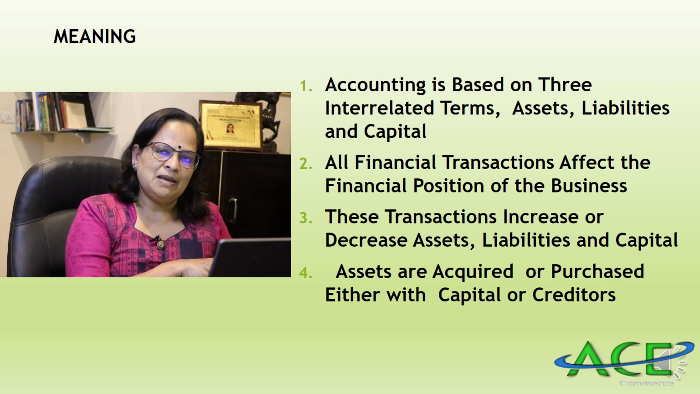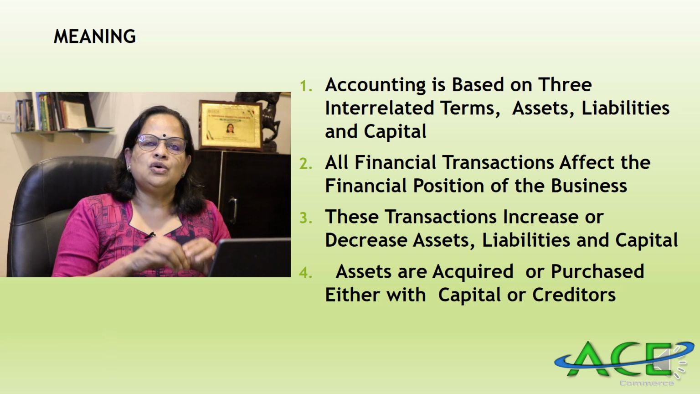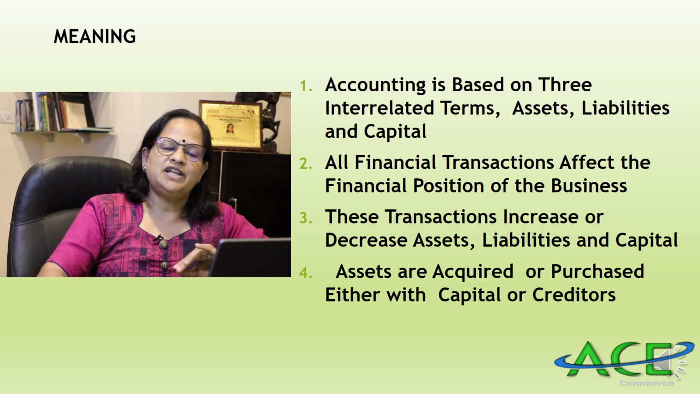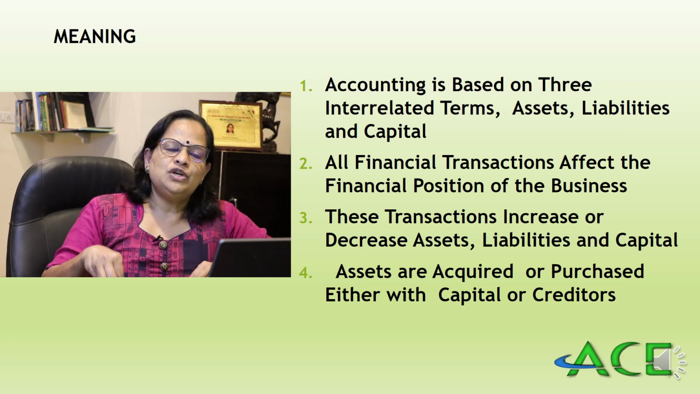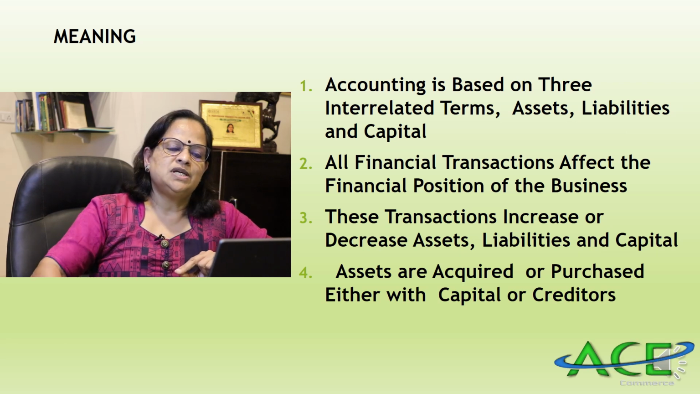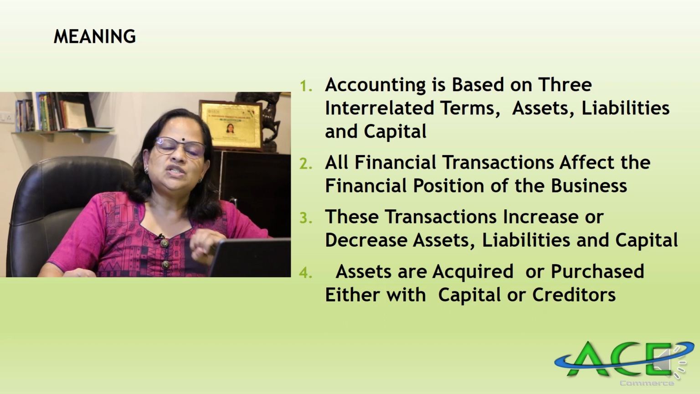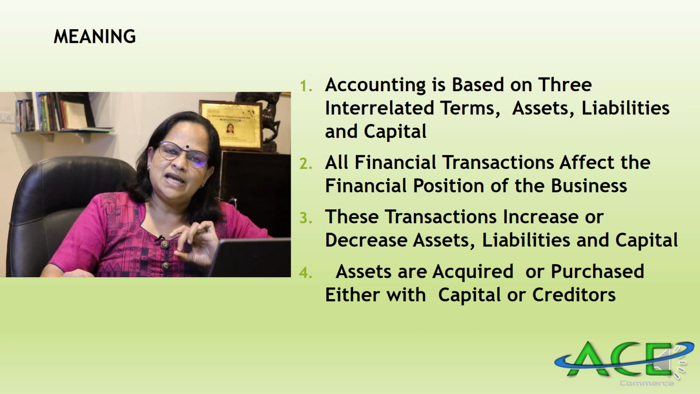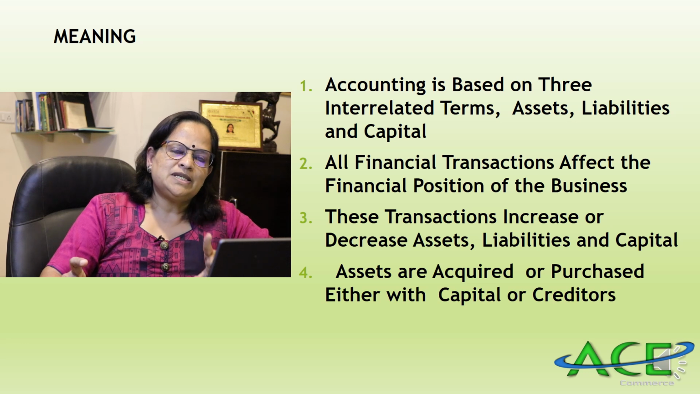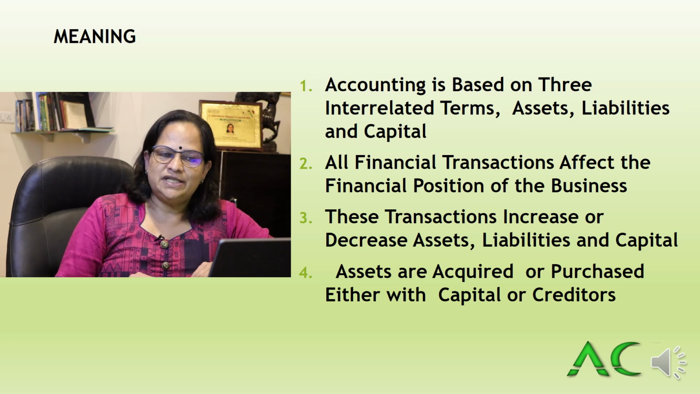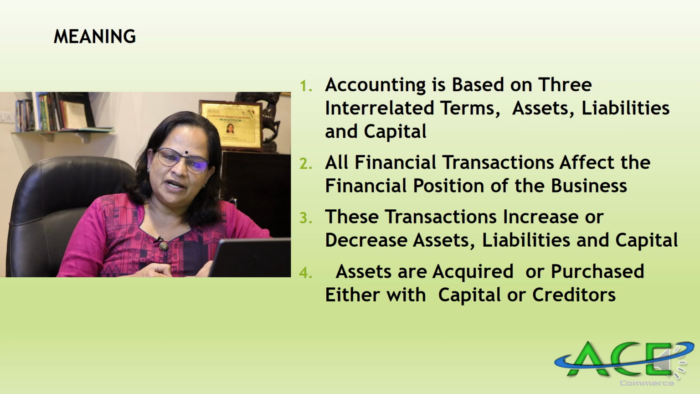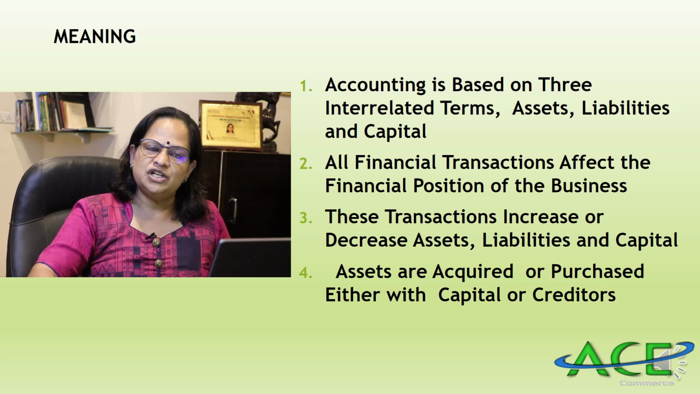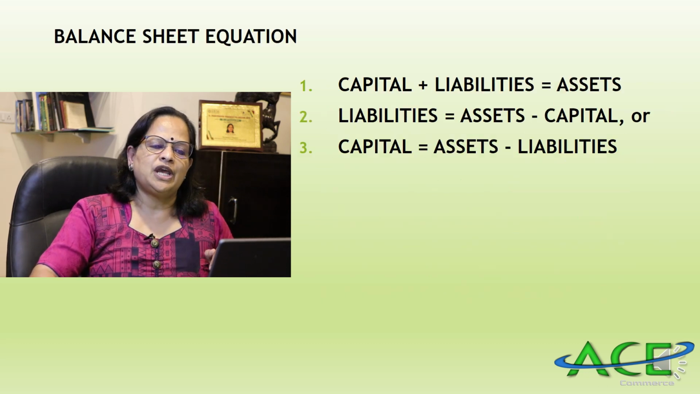Capital plus liabilities will be equal to assets. All financial transactions affect the financial position of the business. They will make changes in these 3 items. That is what we are going to explain with 3 simple problems. These transactions increase or decrease assets, liabilities and capital. Please remember that capital plus liabilities will be equal to assets. Assets are acquired or purchased either with the capital or with the creditors. Creditors meaning you are taking goods on credit or taking a loan from a financial institution, a bank or anybody, and you are acquiring an asset.